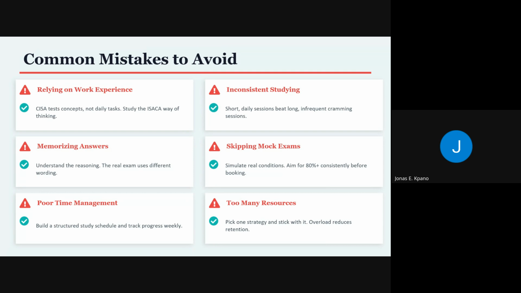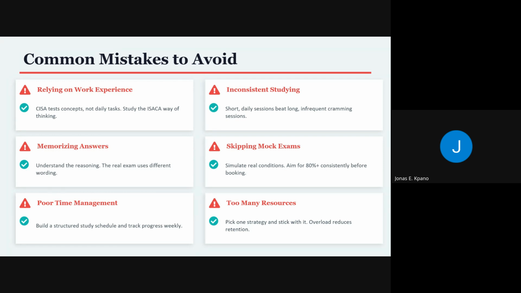The other mistake is inconsistent learning. Short daily sessions beat long and infrequent cramming sessions. So when it comes to preparing for the CISA exams, you need to be consistent with how you study. At least each day, you need to read something, you need to solve a question. This is always better than waiting 2 weeks before you take a full day off to learn for the exams. No, this is wrong.